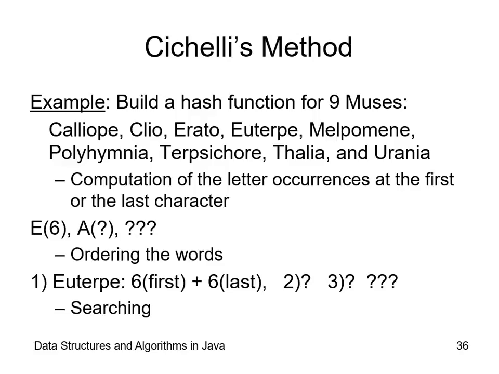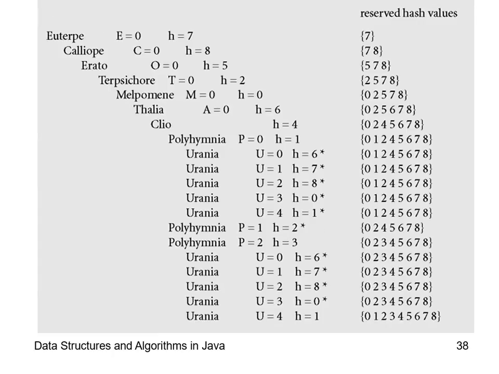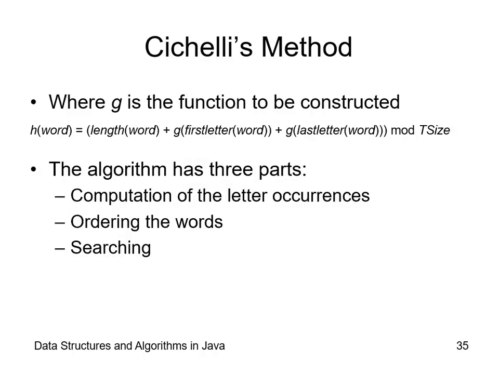What would the G function be? The idea is to use some kind of trial, and if it doesn't work, go back. Again, make sure you remember the function: use the length of the word plus the G function of the first letter and the G function of the last letter, and mod with the table size.